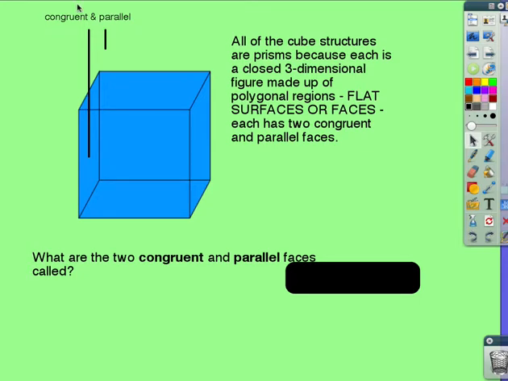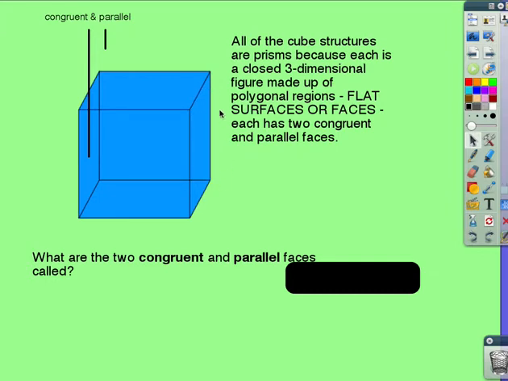All right, congruent and parallel. Remember, congruent is the same. Parallel are lines that will never intersect. So even looking at these lines, the lines are parallel. They will never eventually intersect. They are on opposite sides. We could say that this side is congruent to this side right here.